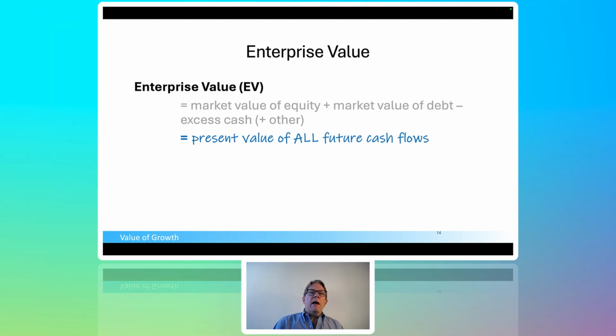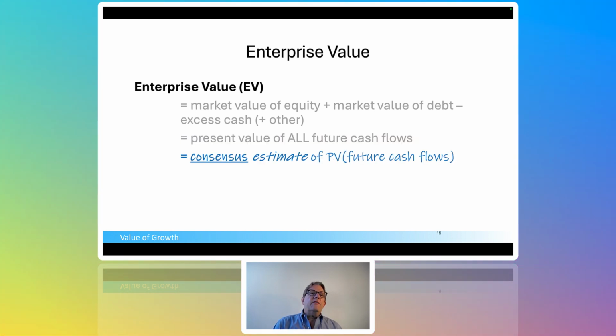All right, so the enterprise value is the present value of all future cash flows. It's the market's estimate of value. I say that again and again. Price is effectively the consensus estimate of value. Price is the consensus estimate of the present value of all future cash flows. That's what price is. And price changes when those expectations change. So your enterprise value is the present value of all future cash flows. That's the important comment. And it is essentially the consensus estimate of the present value of all future cash flows. And that's going to be really important when we get into the growth component. To remember, it's the consensus estimate of future cash flows.